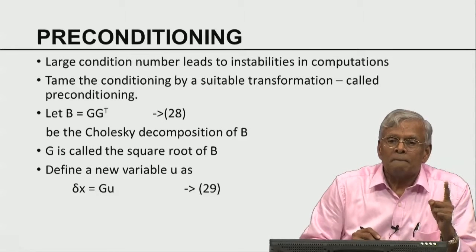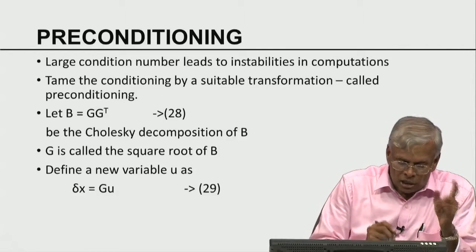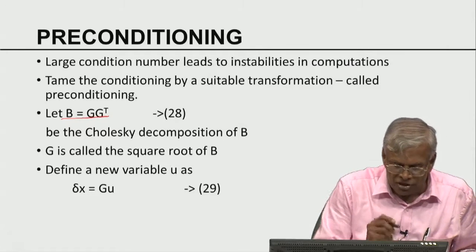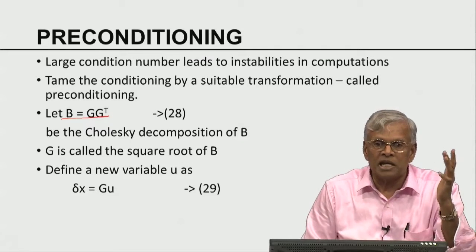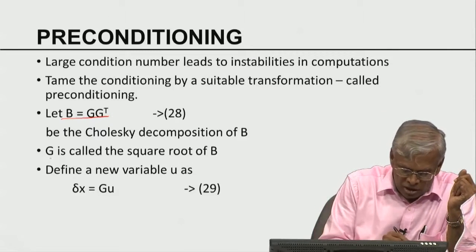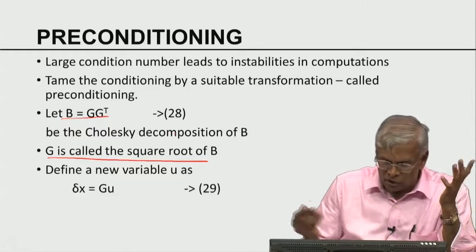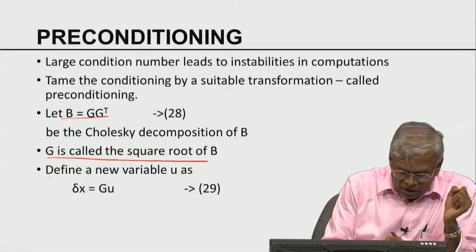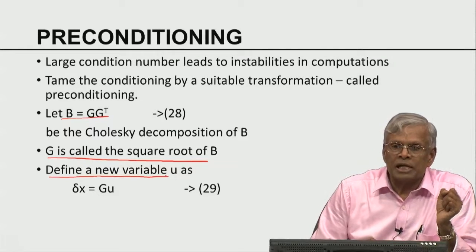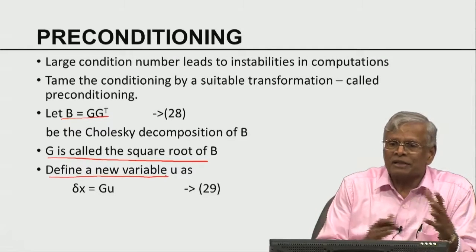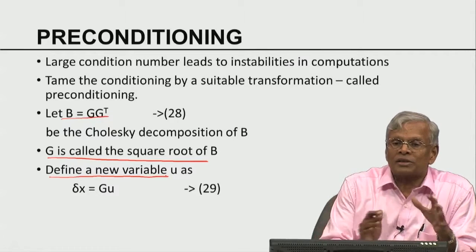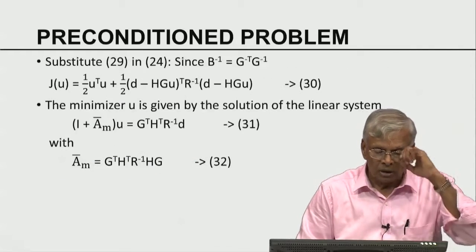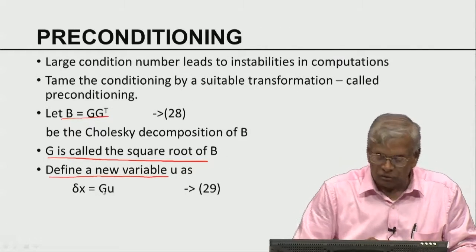So we have assumed B is known, we have assumed R is known. If B is known, let us pretend I know the Cholesky factors G, G transpose. Every SPD matrix has a Cholesky decomposition. So G is also called the Cholesky factor or a square root of B. We have already seen that when we did that. So I am now trying to define a new variable U in terms of delta X. You can think of this as a linear transformation or as a preconditioning transformation, whichever way you want to call it. So delta X is equal to GU.